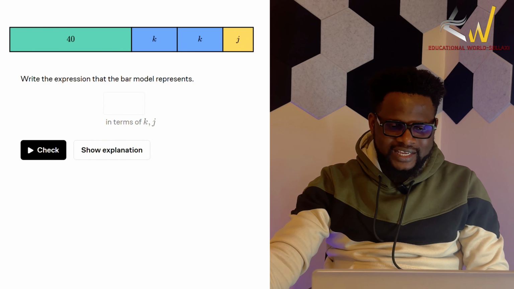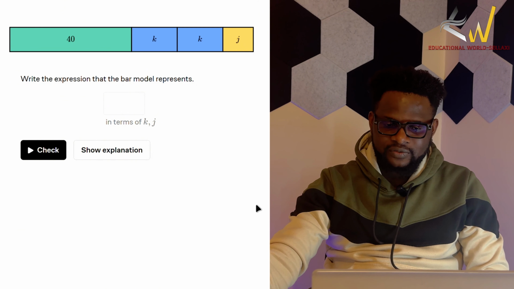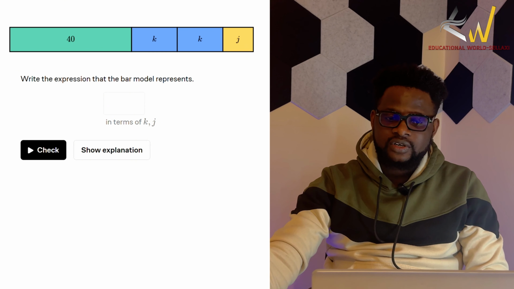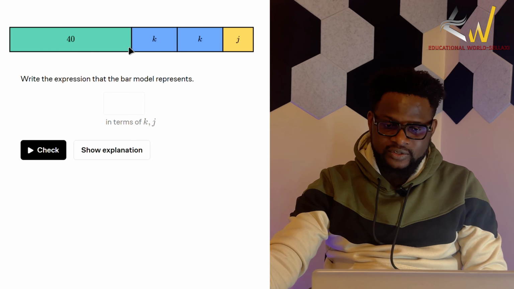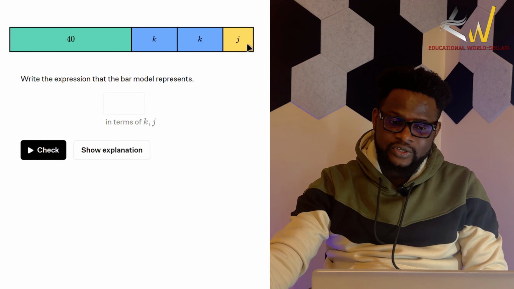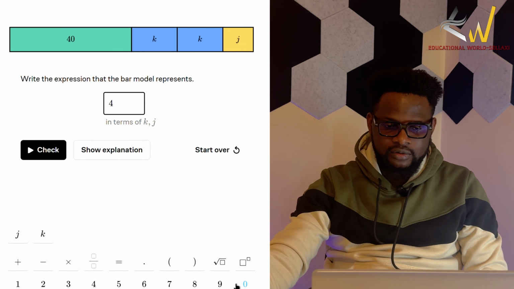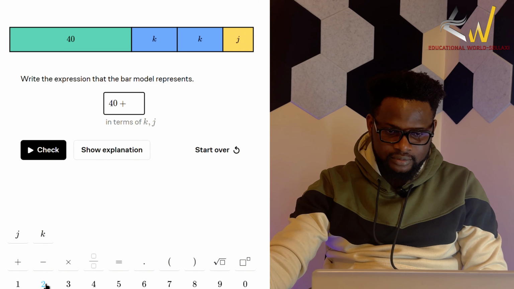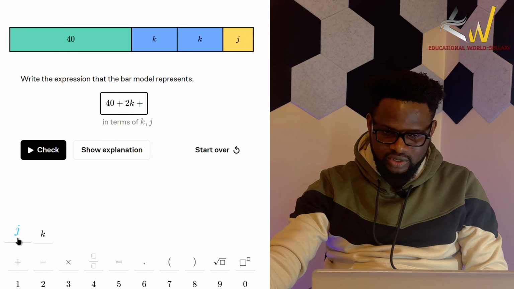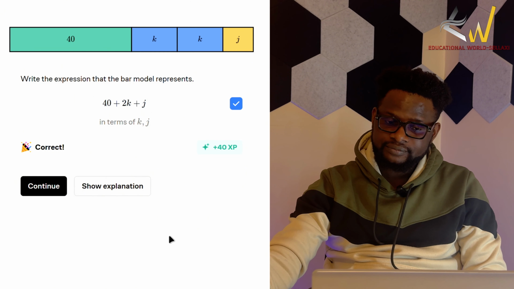So write the expression that the bar model represents in terms of K and J. So in this case now, this bar model represents, we have 40 here, 2 K's and 1 J. So we're going to have 40 plus 2K and 1J. 1J is just J only. So that's that. That's correct.